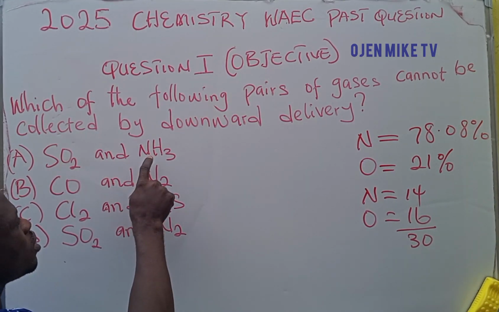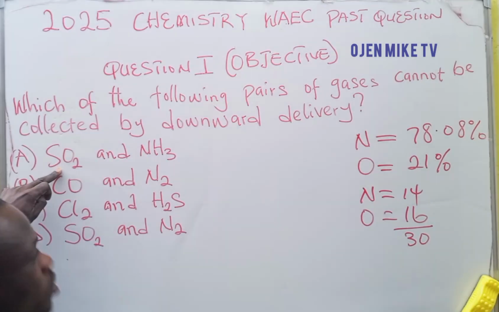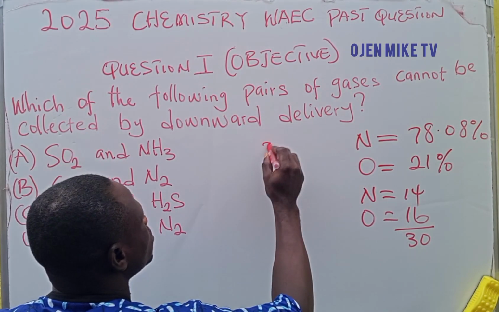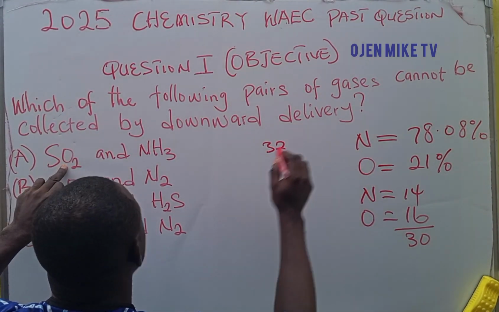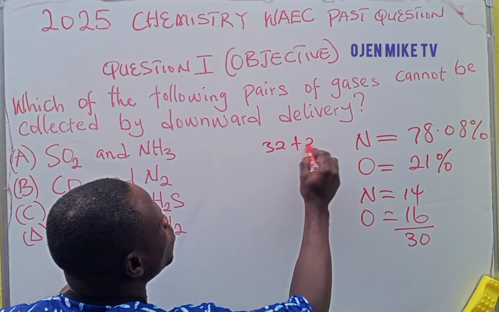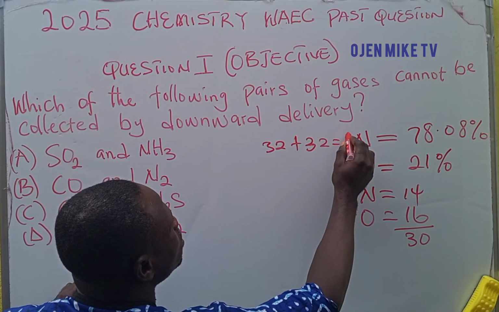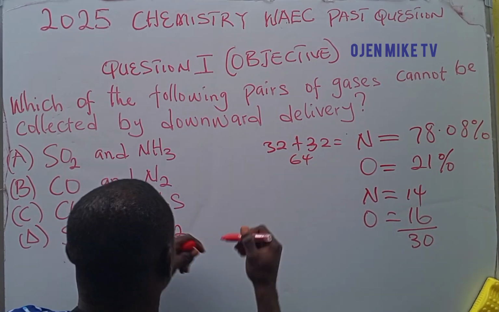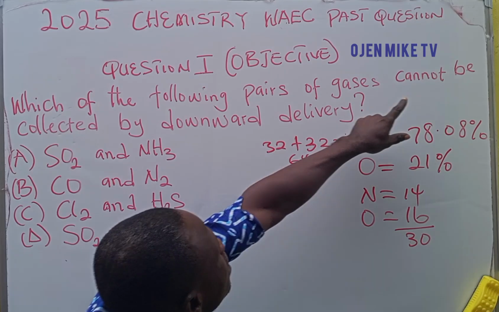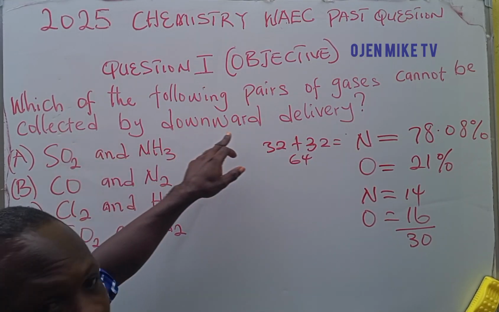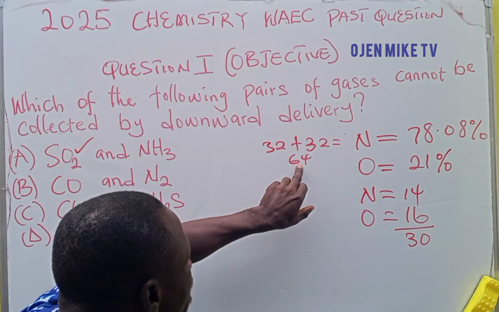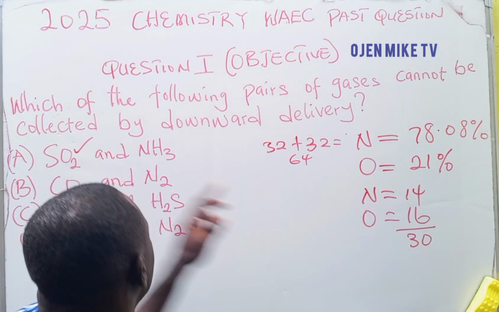This is sulfur dioxide and ammonia. Look at sulfur. The atomic mass of sulfur is 32. Oxygen is 16, and oxygen here has 2 atoms, so 2 times 16 gives 32. So 32 plus 32 gives 64. The question asks which pairs of gases cannot be collected by downward delivery. This one can be collected using downward displacement, because 64 is more than 30. Now let's go to ammonia.